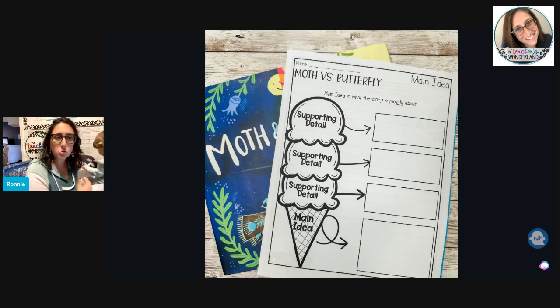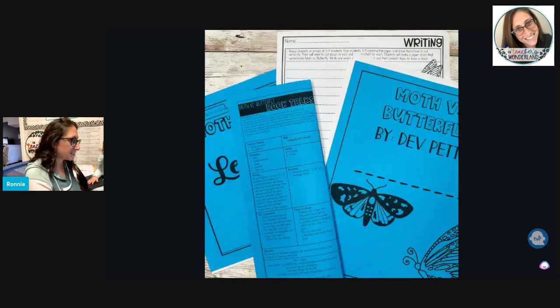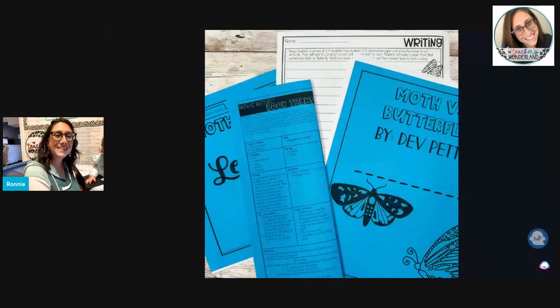I also will have the students identify the main idea within the book. And I could do that with the ice cream cones, which has been taught in previous lessons with my students. So that's also helpful. And then, of course, we have the awesome Venn diagram of compare and contrast. Look, she's working. My awesome compare and contrast guide. Whoops. We went too far. There we go.